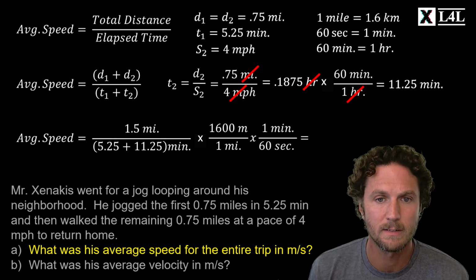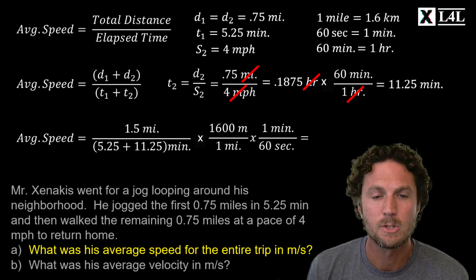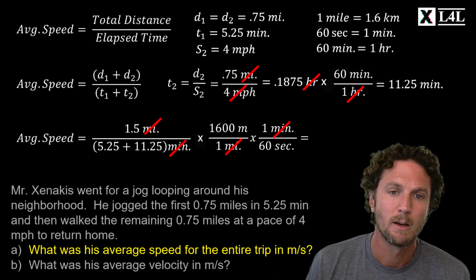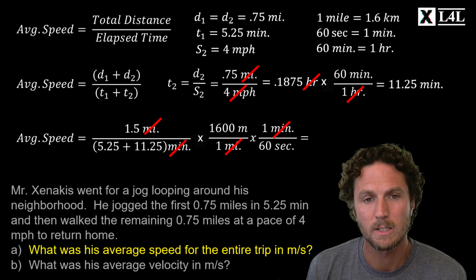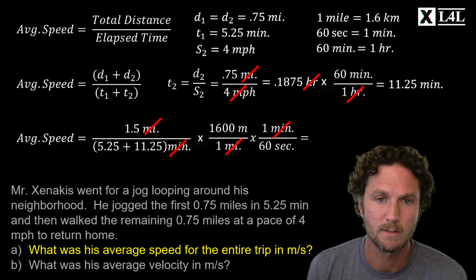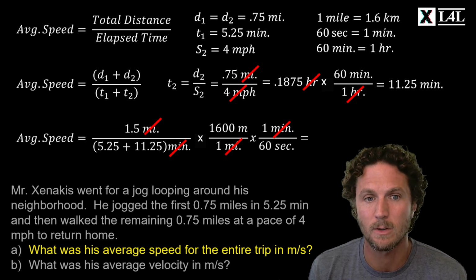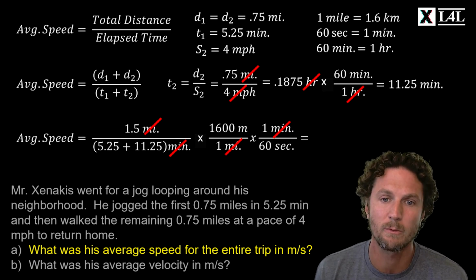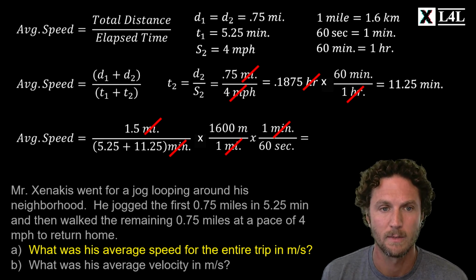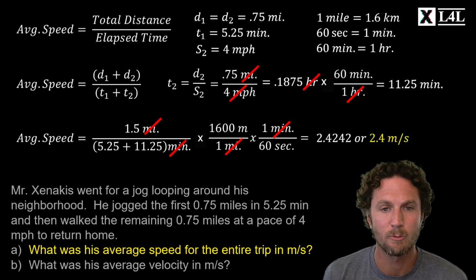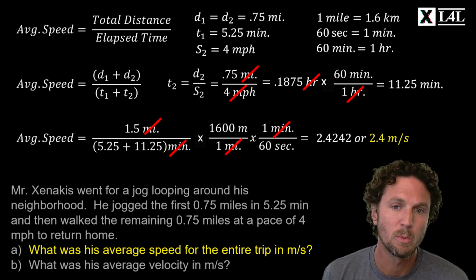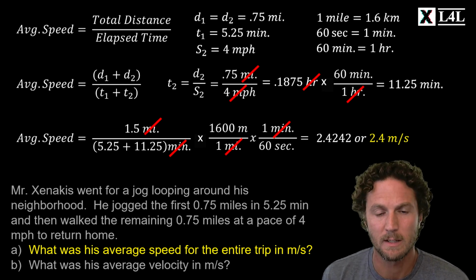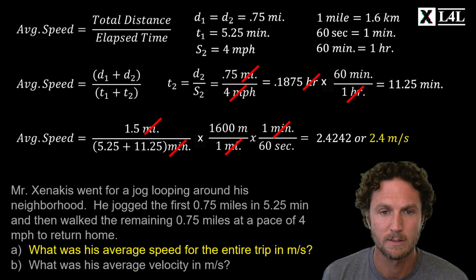and 1 minute is 60 seconds. Again, make sure that you're placing the right unit on the bottom or the top of your fraction here for your unit conversion factor. Okay, the miles need to be on the bottom for the conversion and the minutes on the top so that they cancel out, and what we're left with is meters per second. So the average speed for this whole trip in meters per second would be 2.4 meters per second using two significant figures.